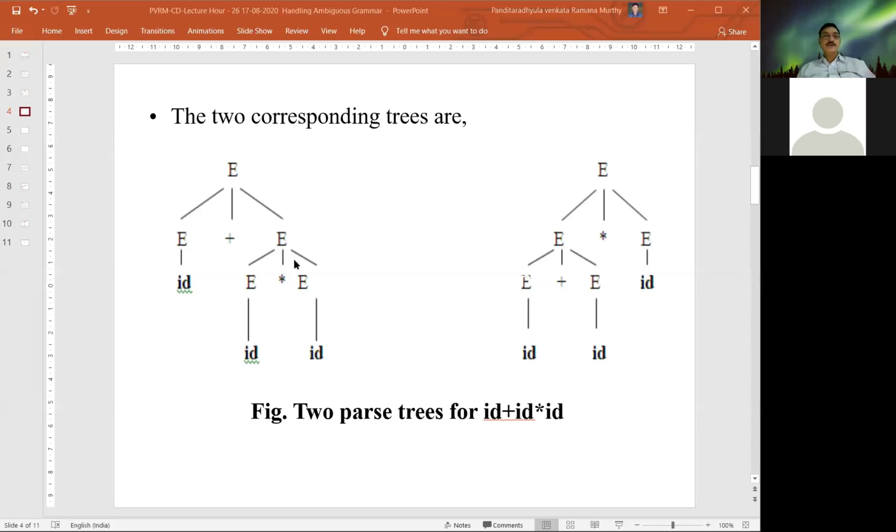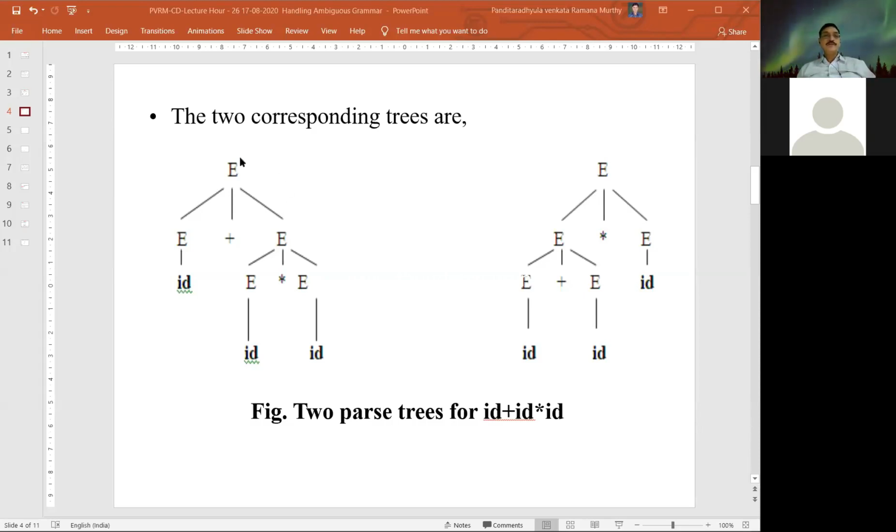If we use the precedence of the operations in the expression, the multiplication sign or division sign has more precedence than plus and minus signs. What does it indicate? We need to finish the multiplication operation before the plus operation. Then only we will get the correct result.